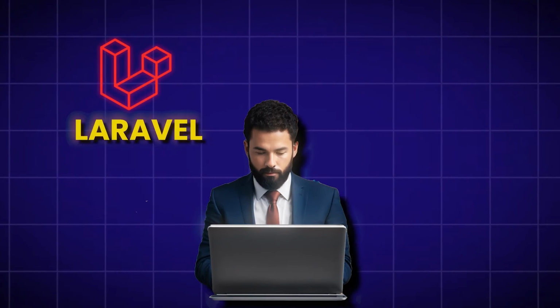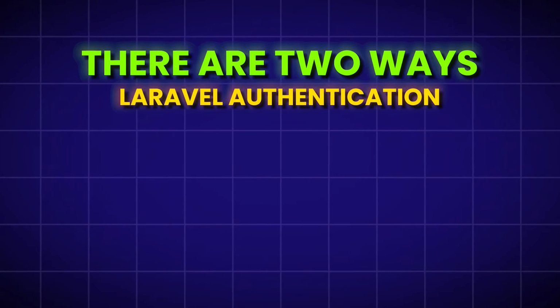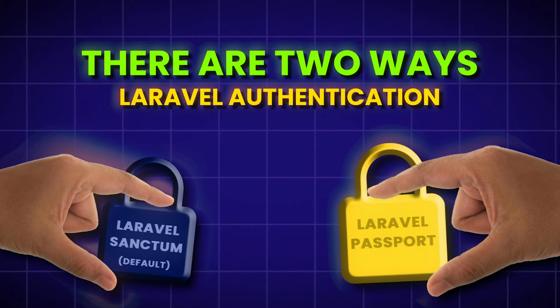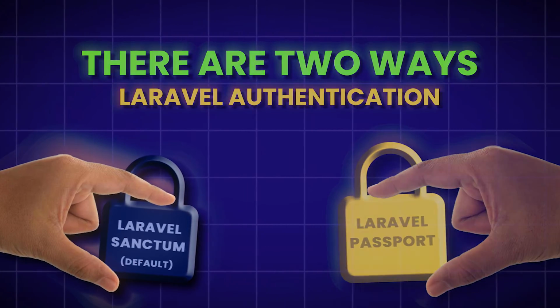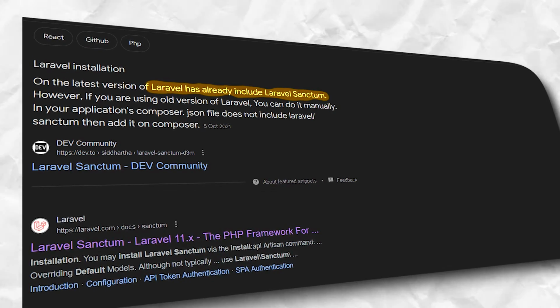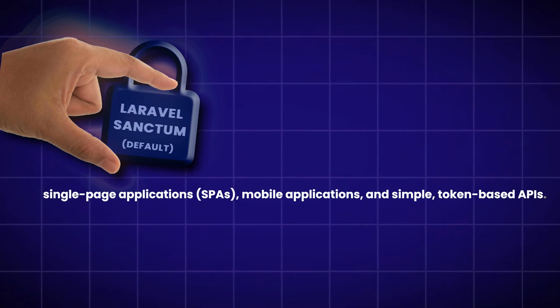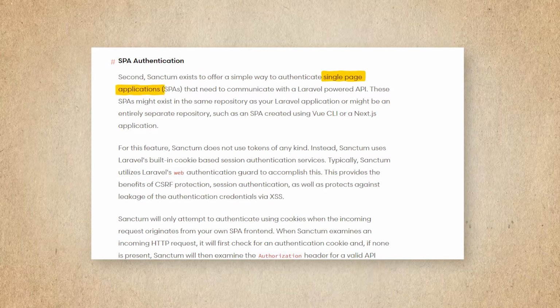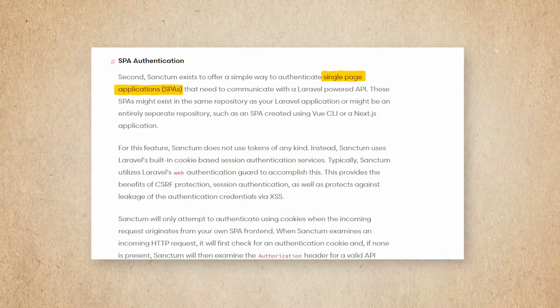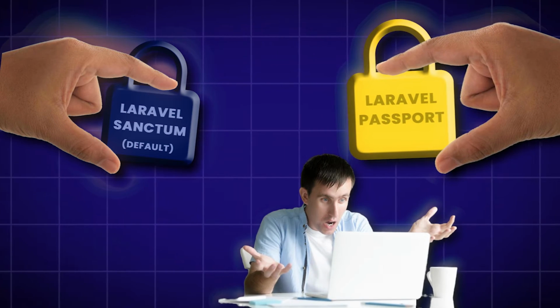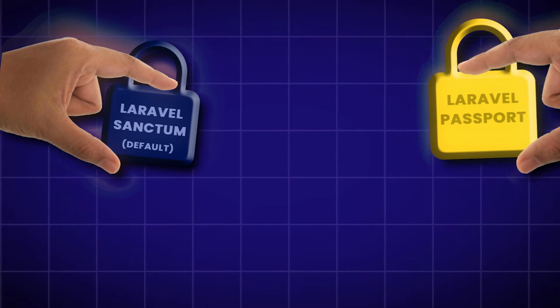Friends, in this video we are going to learn about Laravel authentication. There are two ways to work with Laravel authentication so far: one is Passport and the other one is Sanctum. These two are very popular, and among those, Sanctum comes by default with Laravel, which is very good to work with single page applications or mobile applications, which is already written in the Laravel documentation. Passport you can also use, which comes in very handy most of the time, but currently we are going to mainly focus on Sanctum.